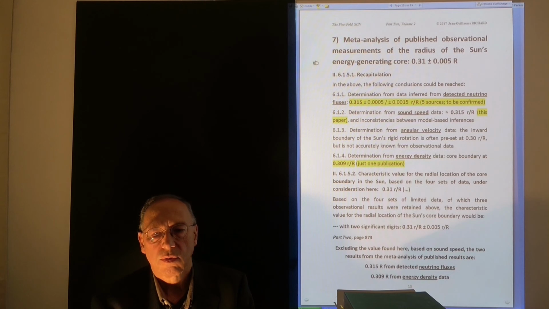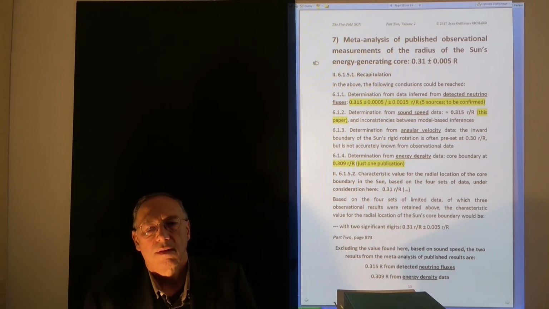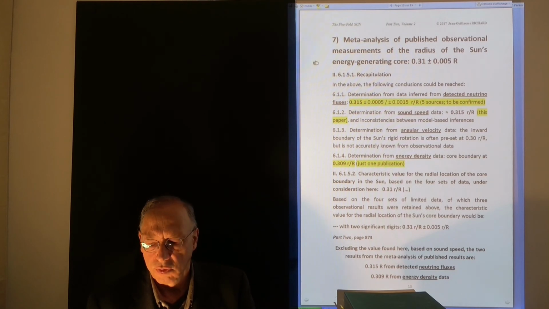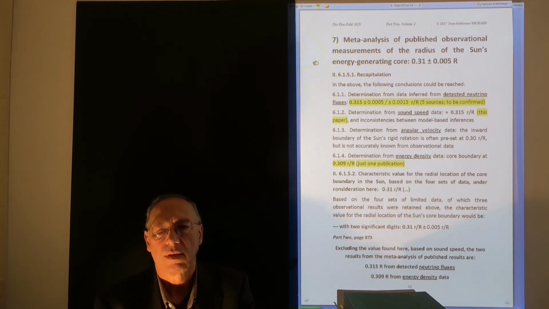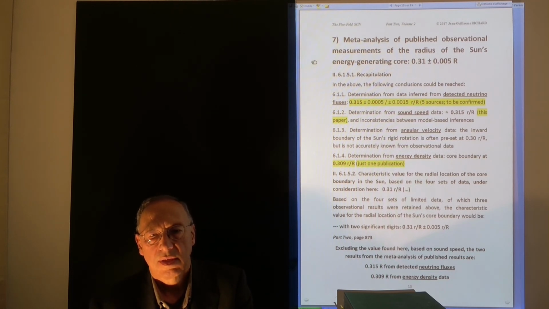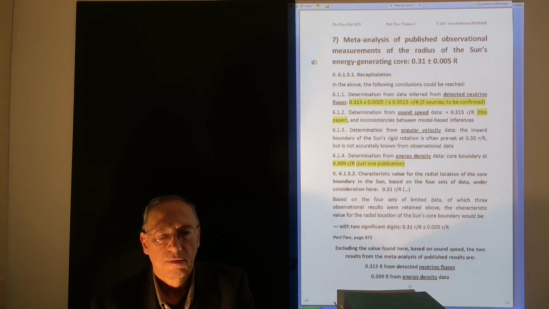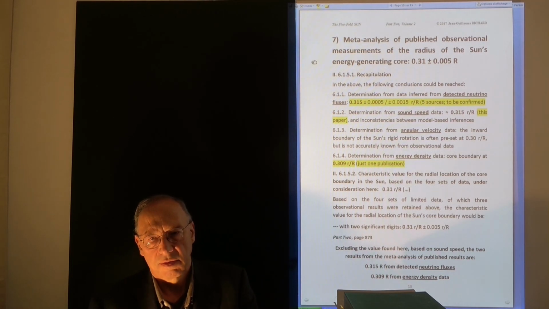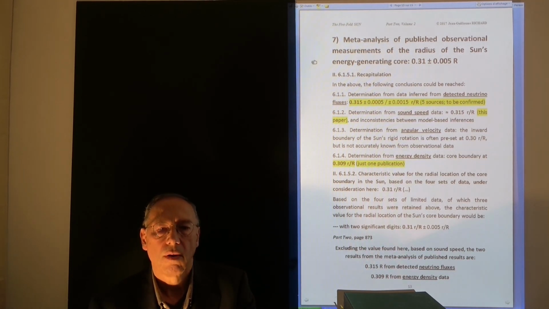So we can say as a conclusion that the result of the meta-analysis shows that a radius of 0.31 as predicted in the case of icosahedral symmetry is not excluded by the data. It is not falsified by the data. On the other hand, the data do not suffice to prove that the radius of the energy generating core is exactly in the range of 0.31 or 0.3108 as predicted by icosahedral symmetry.